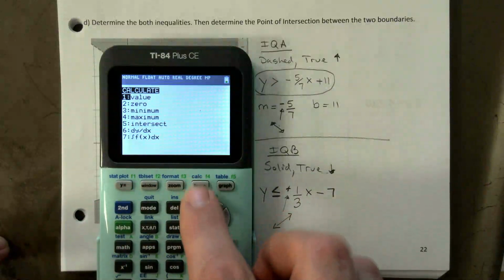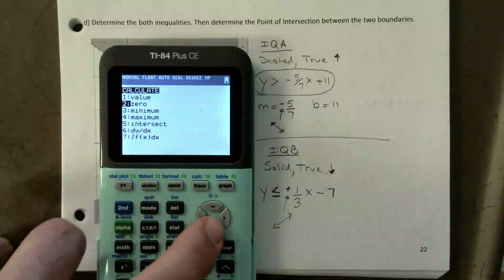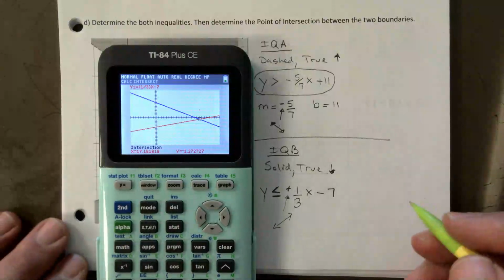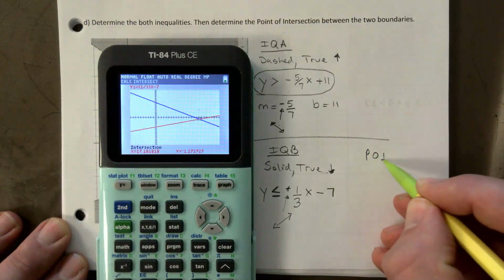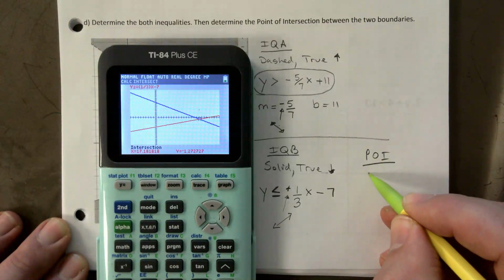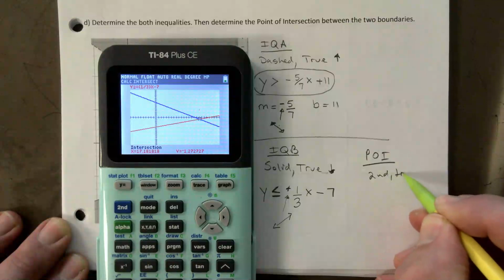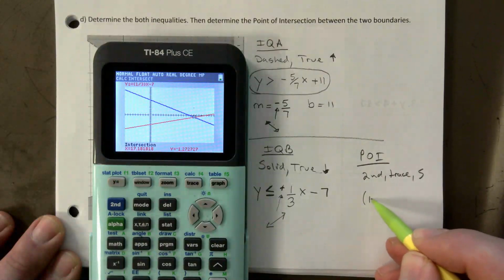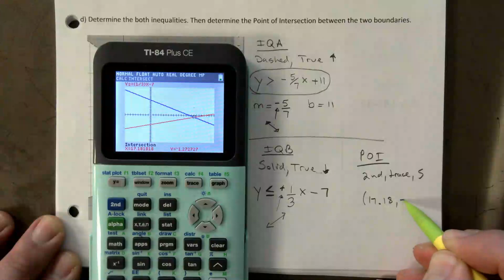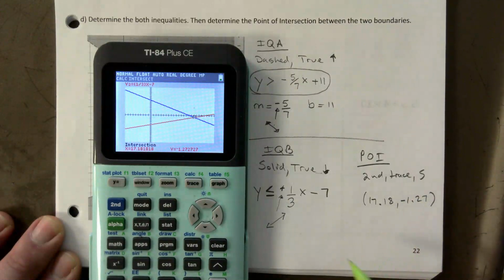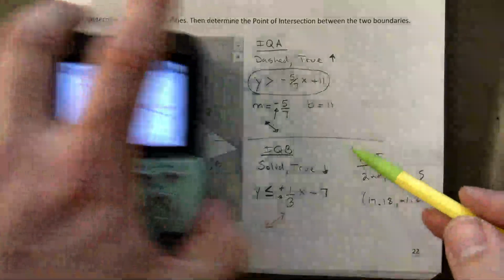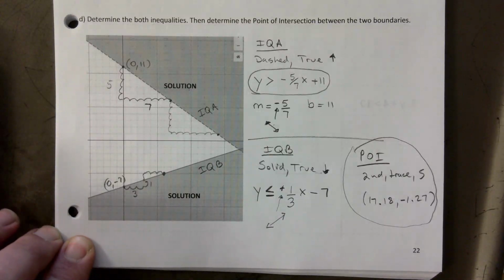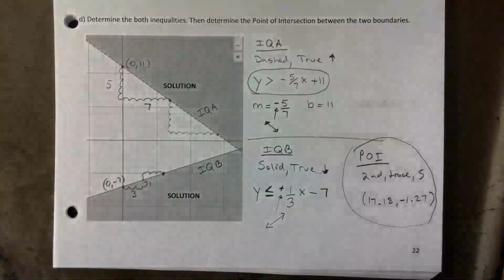And then I'm going to go ahead and find it. Because you only have two lines, you just go second trace intersect, and then just hit enter 3 times. The point of intersection, I went second trace 5 for that one. And that's 17.18, negative 1.27. Okay, so this is the point of intersection for this scenario.